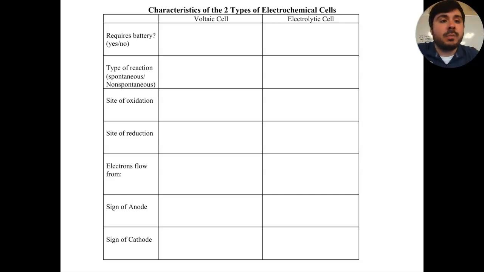And guys, as we know, voltaic cells themselves are batteries, so no, they do not require a battery. Whereas electrolytic cells are non-spontaneous, so because of that reason, they do in fact require a battery.